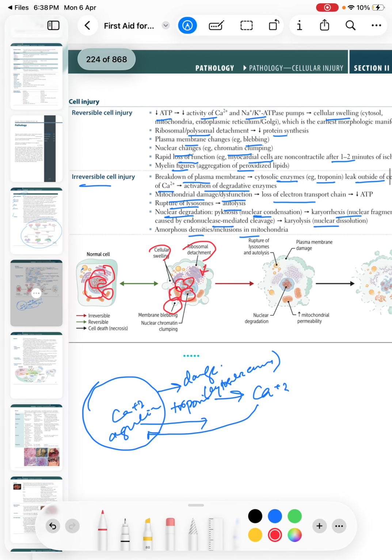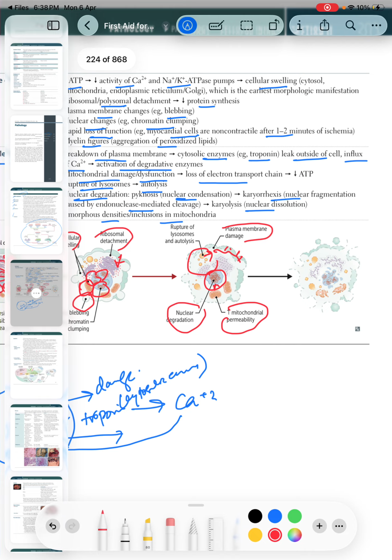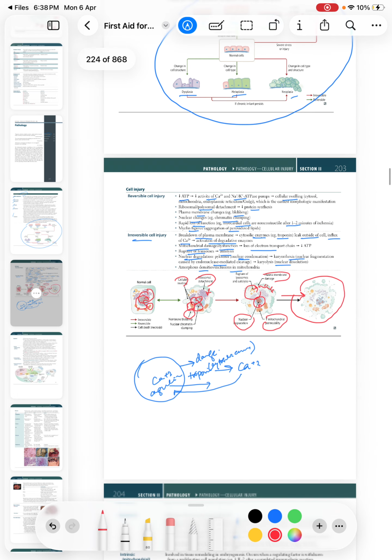But whenever there is plasma membrane damage, this is the plasma membrane, here spaces are shown, this is the plasma membrane damage, and here is the rupture of lysosomes. The lysosome has ruptured here, and here the mitochondrial permeability has increased, and here the nuclear degradation has occurred. This is the nuclear degradation. So all these are the irreversible cell injuries. Now when these irreversible cell injuries worsen, this leads to cell death. Okay, so in this diagram it is clearly shown.